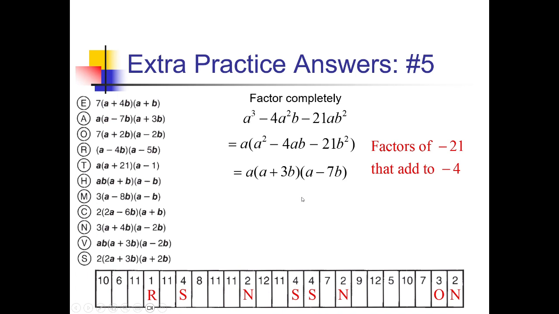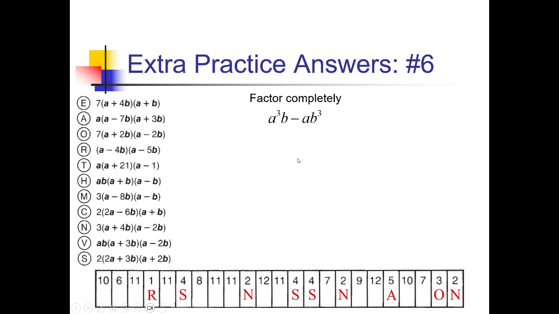And I see all of that, let's see, where is it? Look at the a that I took out. T is close, but it's the wrong factors in there. Right here we go. A. We have a minus 7b, a plus 3b. Same stuff, different order. So I'm putting an a next to spot number 5, and there's only one of those right here. On this problem, we've got an a cubed b minus ab cubed.